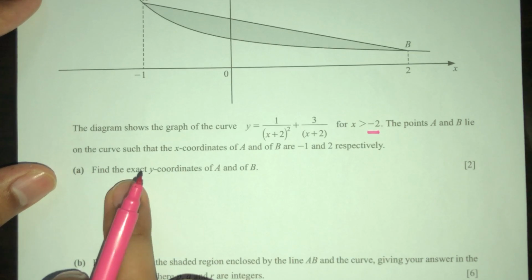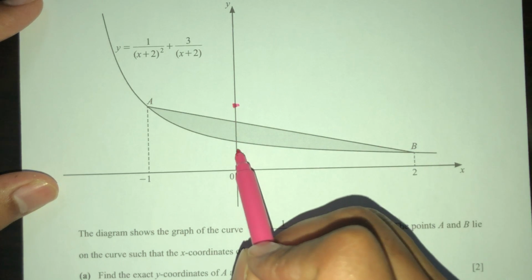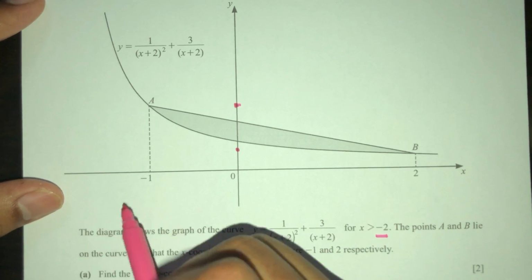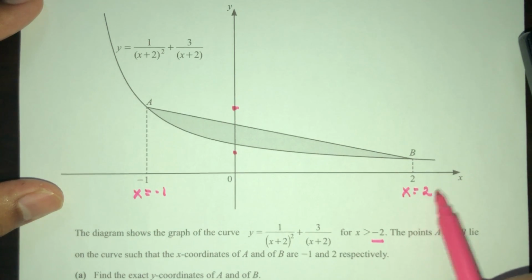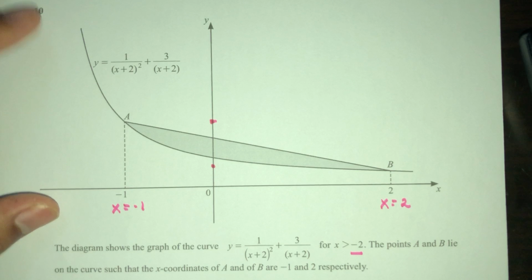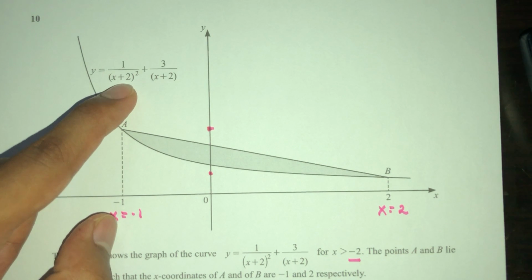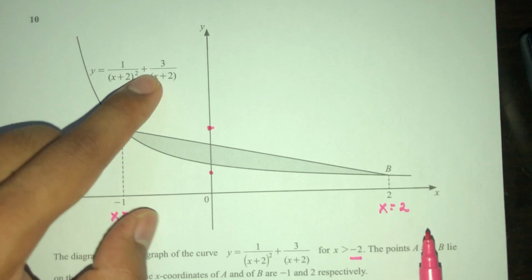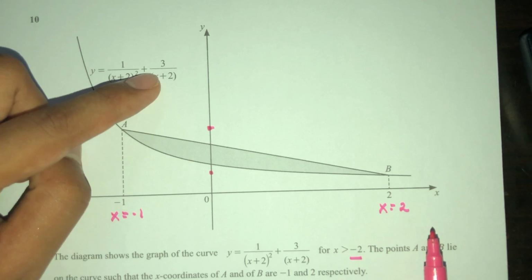Now we have to find the y value of A and B. So the y value is the value over here of A and the value over here of B. So how do you find this? Pretty easy. Replace x with minus 1 and x with 2 in this equation, one by one. When x is equal to minus 1, what happens here? It becomes minus 1 plus 2 is 1. 1 squared is 1. 1 divided by 1 is 1. 1 plus, this becomes 3 over 1, which is 3. So 1 plus 3 is 4.